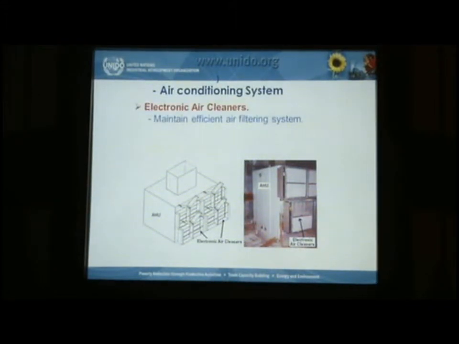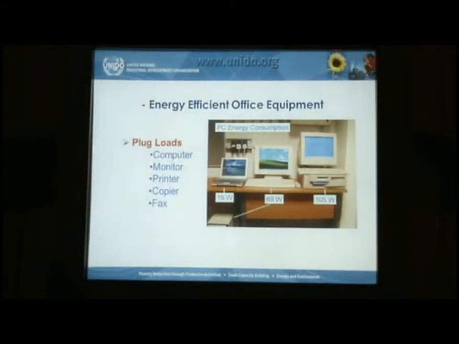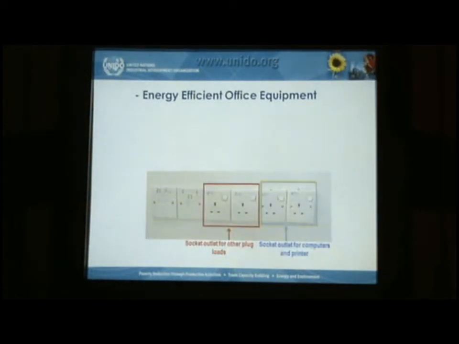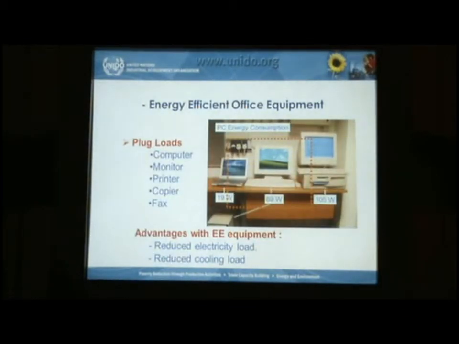Electronic air cleaners are also one feature you can use to remove the pollution from the outdoor air, and at the same time this requires much less maintenance and it is easier to remove the dust. Energy efficient office equipment, again: if you use the latest technology equipment, then we can reduce the energy taken up by the office equipment, such as computer, monitor, printer, copier, and fax.